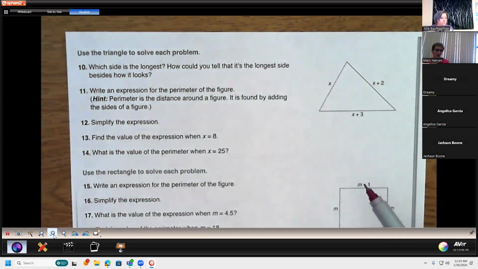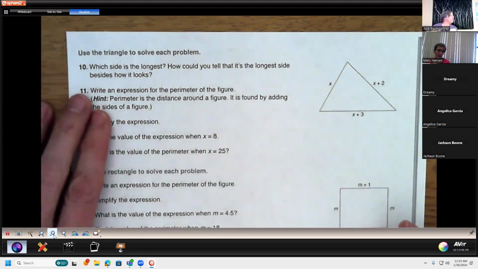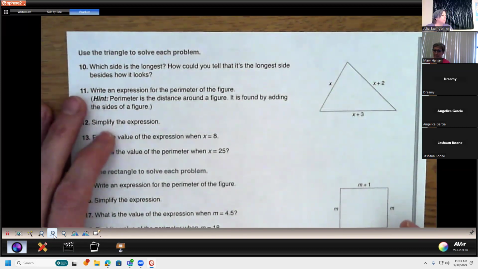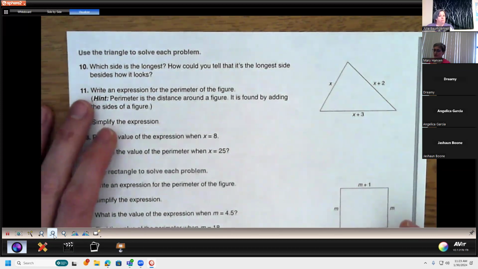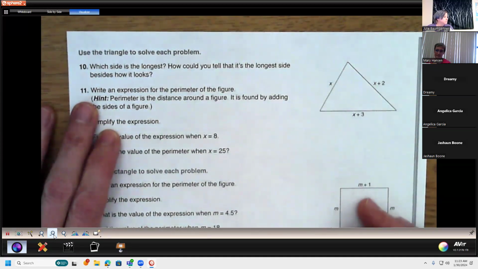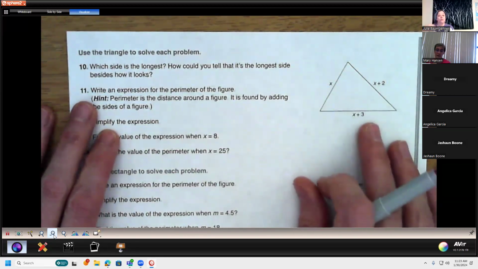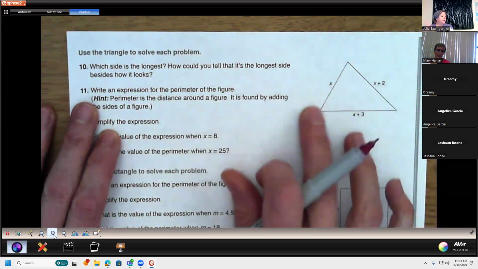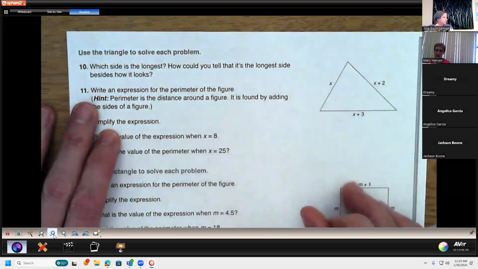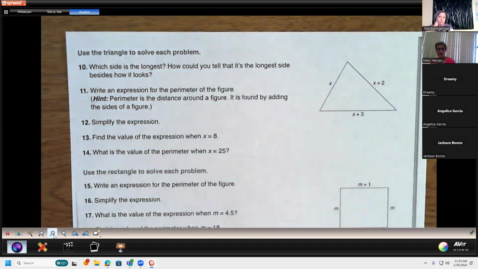Okay. So for question 10, which side is the longest and how can you tell it's the longest? Area is a different measurement. Yep, area is how much is contained inside of a two-dimensional figure. Like if we were going to lay carpet or tile in this triangle, that would be area. Perimeter is if we're putting a fence around the triangle. Can you tell me which side's the longest and how you know it's the longest?